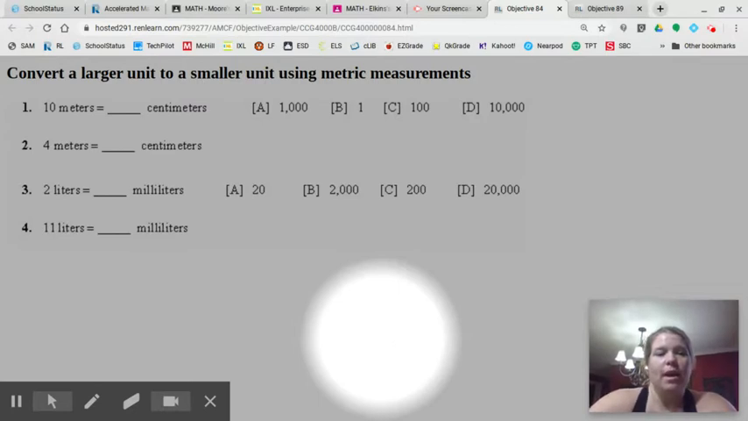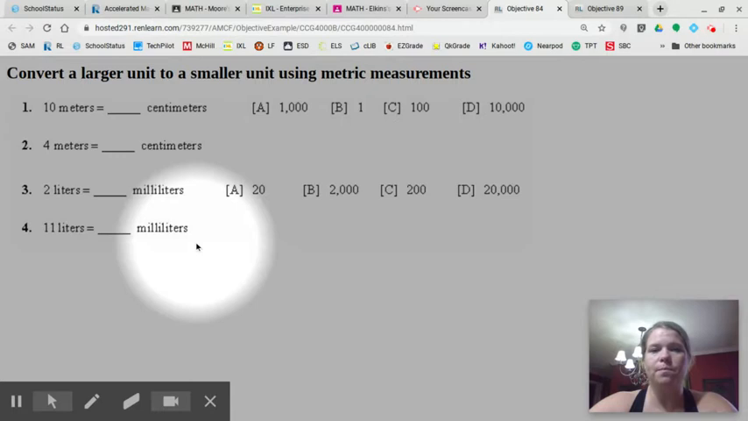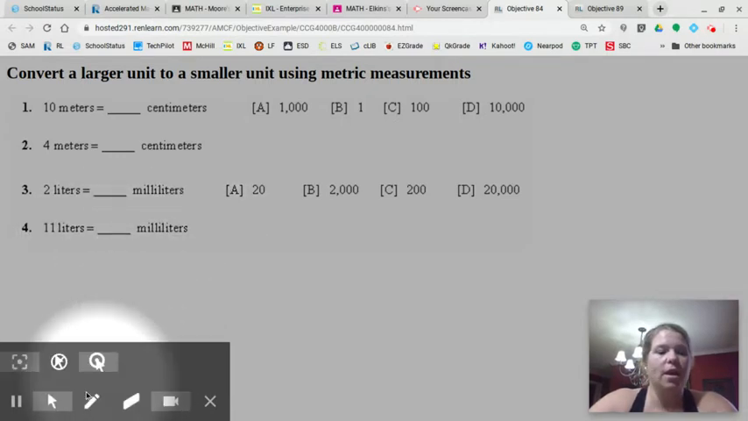I'm trying out this new app called Screencastify, so I can hopefully do a quick review with you before you start your math exercise.